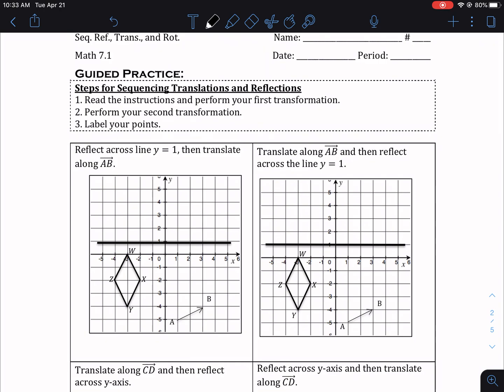Let's take a look at our very first problem, which is that we need to reflect along line y equals 1 first, and then after that we are going to be doing a translation along AB. Let's start off by doing our reflection. At this point, hopefully you are getting better at reflection, so you don't need to do your lines. If W is 1 below, W prime will be 1 above. X happens to be 3 below, so that means 1, 2, 3 above is X prime.